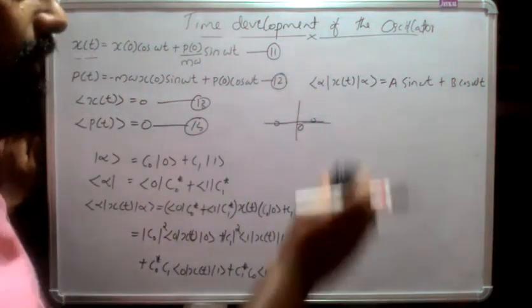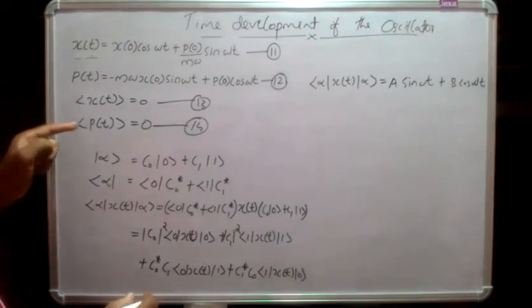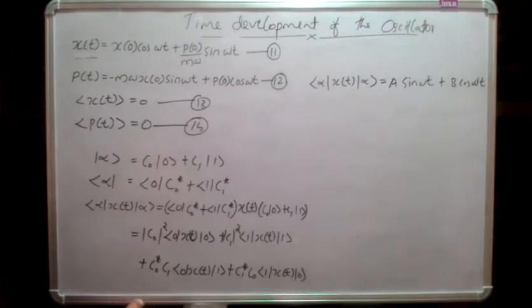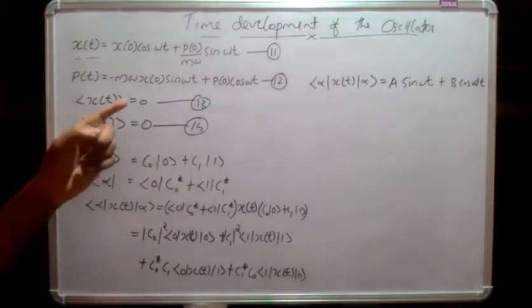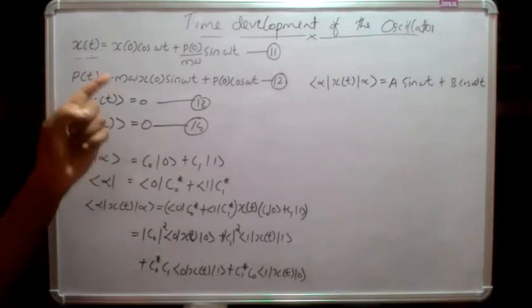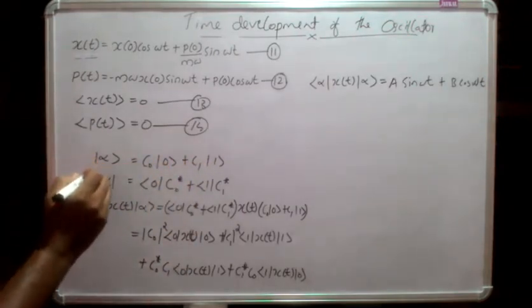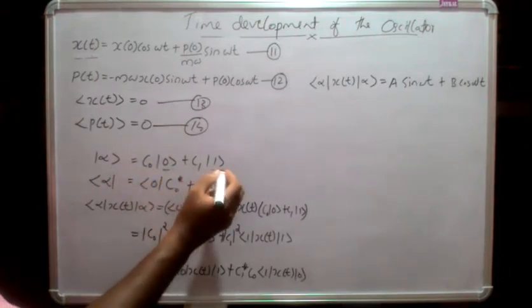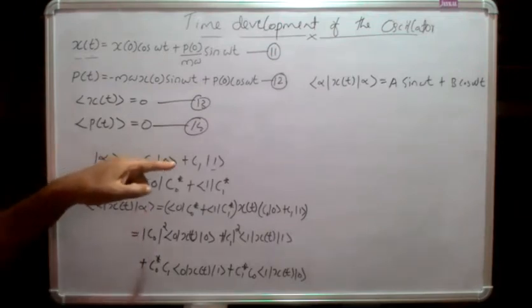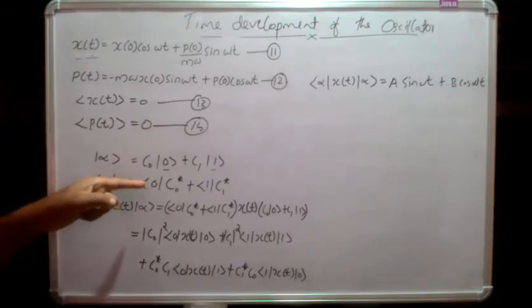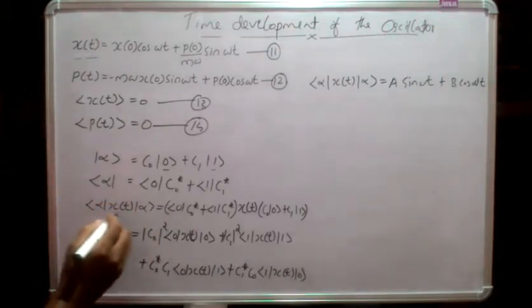Then how do we make a quantum mechanical harmonic oscillator whose expectation values change with respect to time? We need to take a superposition of different states. For a quantum harmonic oscillator to be analogous to a classical oscillator, we need a superposition of different states. Let me consider a state alpha, that is a superposition of the ground state and the first excited state: ket alpha equals c naught |0> plus c1 |1>, and bra alpha equals c naught star <0| plus c1 star <1|. Now we are finding the expectation values with respect to this state.